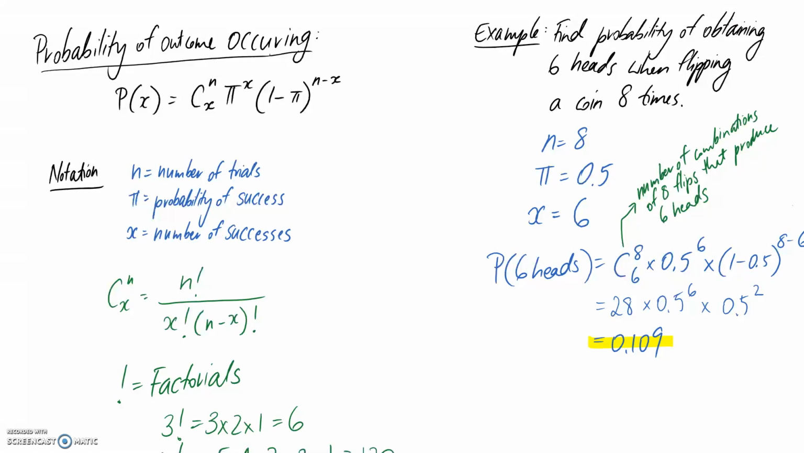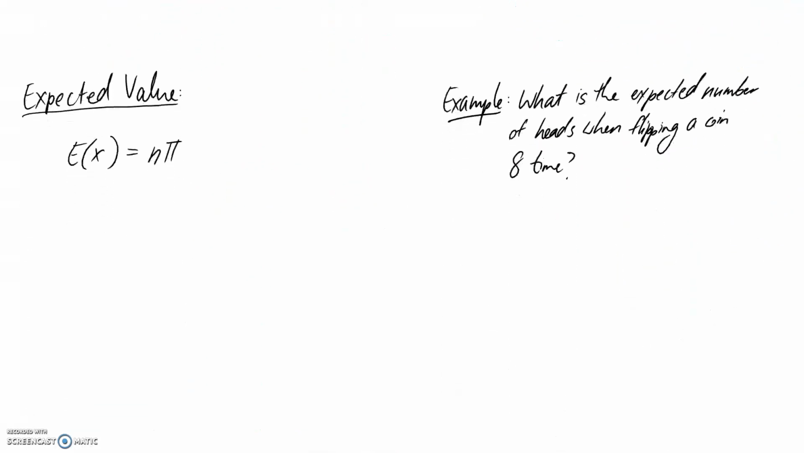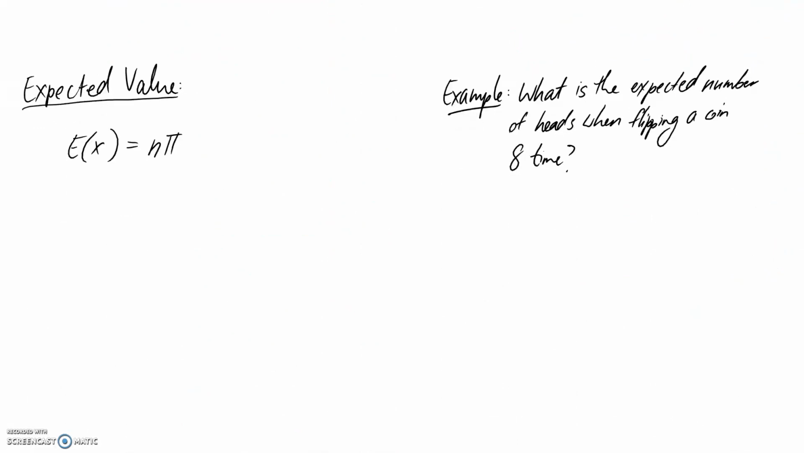Alright, so that's pretty much it in terms of calculating the probability of a certain outcome when you have a binomial experiment. The only other part that I wanted to point out was you can calculate your expected value quite easily for this type of experiment. So the expected value, E of X, is equal to N, which we said was the number of trials, multiplied by pi, which we said was the probability of success. The example that we're going to do here is: what is the expected number of heads when flipping a coin 8 times?